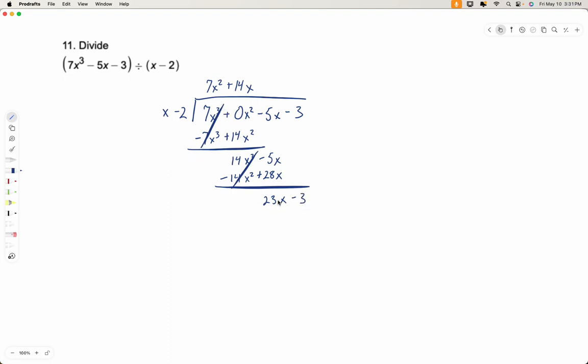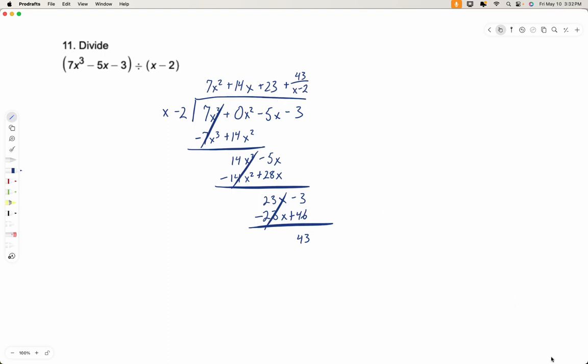X times what gives us 23x? X times 23. So 23 times x gives us 23x. And 23 times negative 2 is a negative 46. Change the sign to subtract. This cancels. Negative 3 and positive 46 is a positive 43. We have no other numbers, so it's plus, because it's positive, 43 over x minus 2. And this would be your answer.